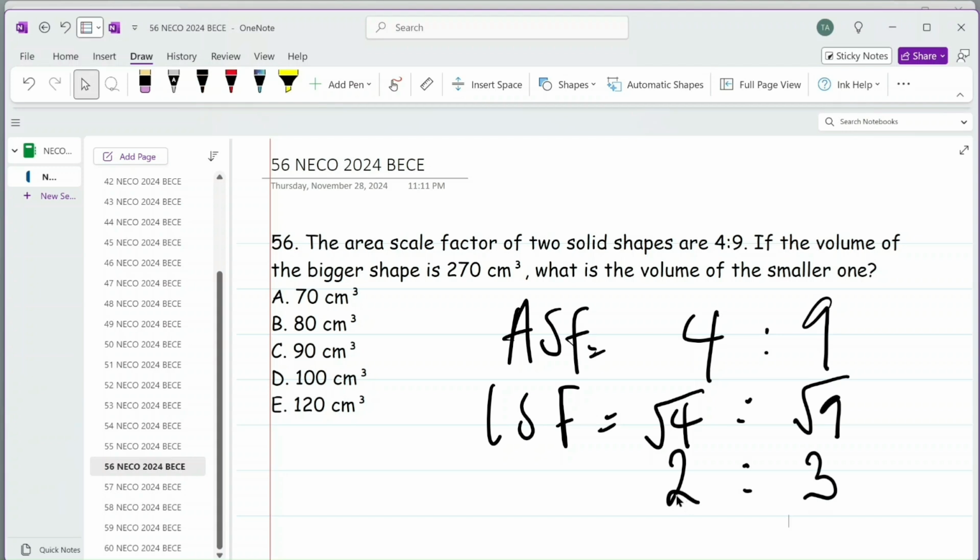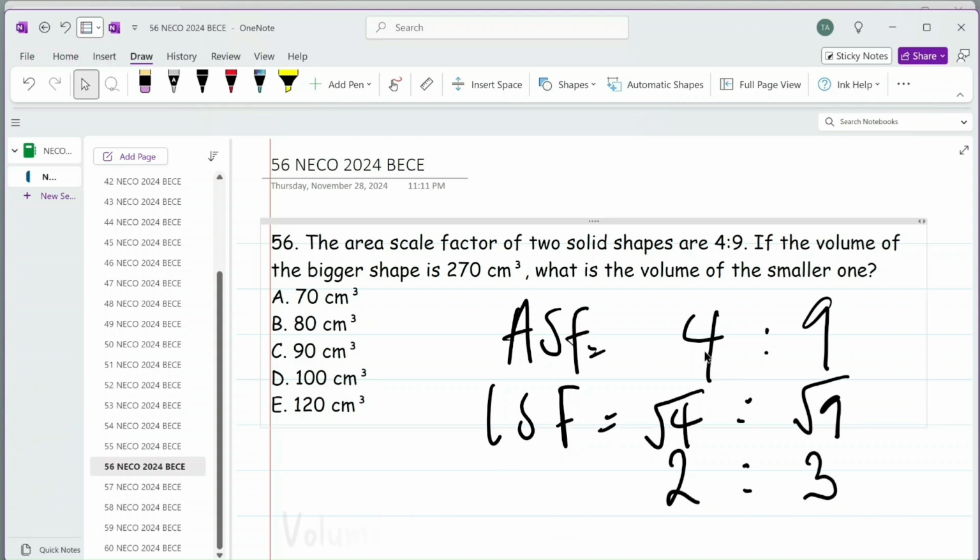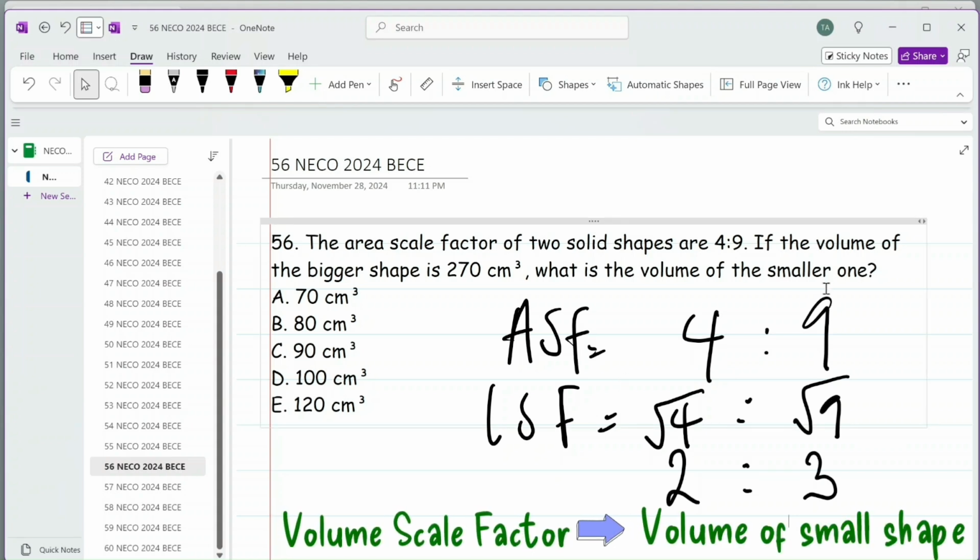Because for you to get the area scale factor from the linear scale factor, you have to multiply this number twice. That's 2 times 2 will give you 4 and 3 times 3 will give you 9. We know we're not stopping here. We're using the linear scale factor to find the volume scale factor, because we need the volume scale factor to help us get the actual volume of the smaller shape.